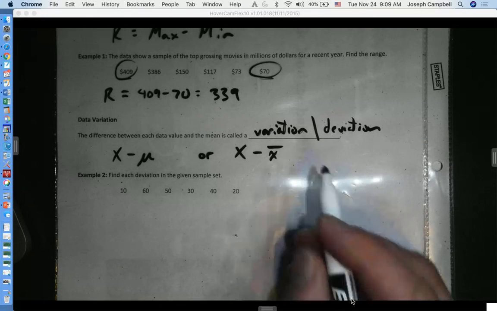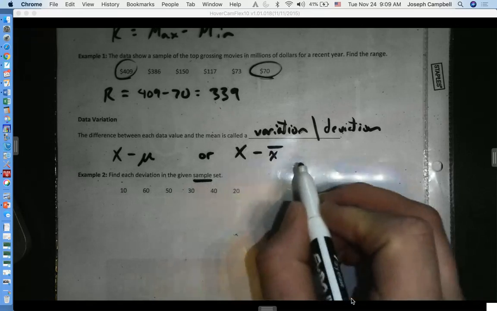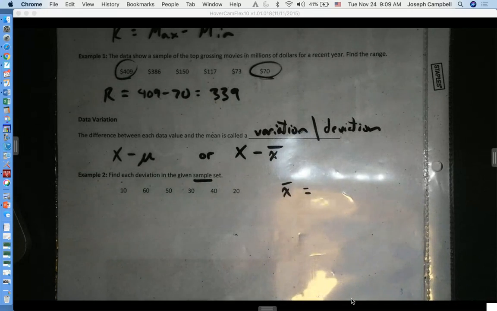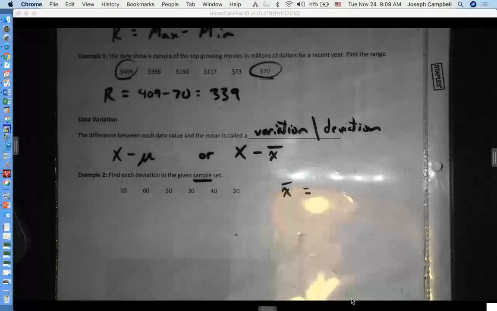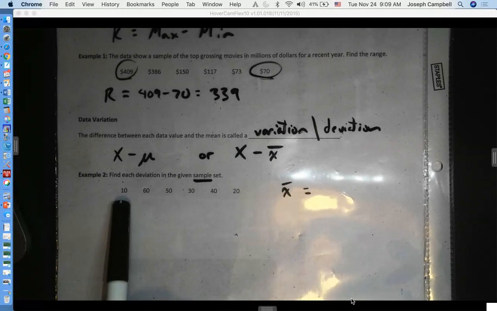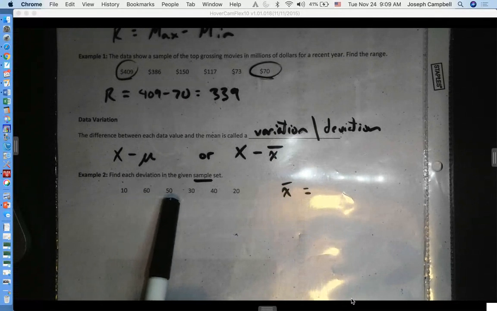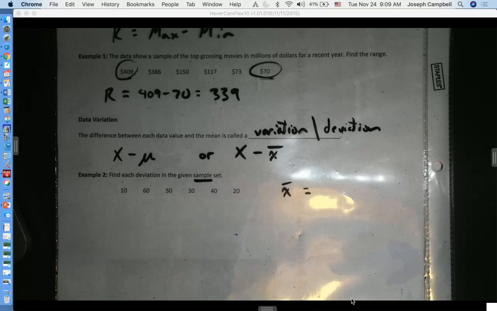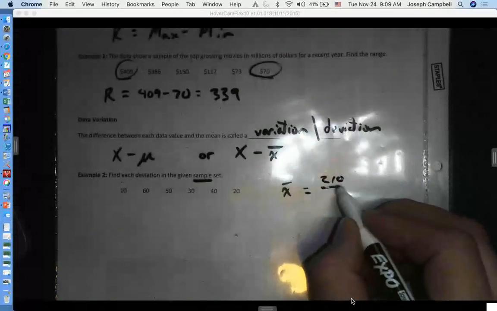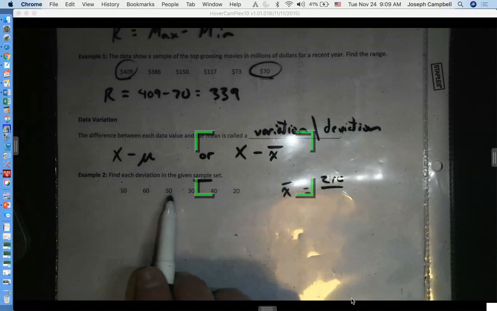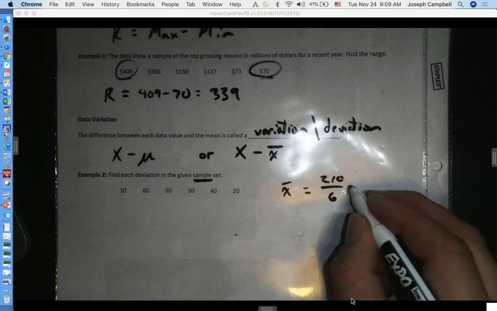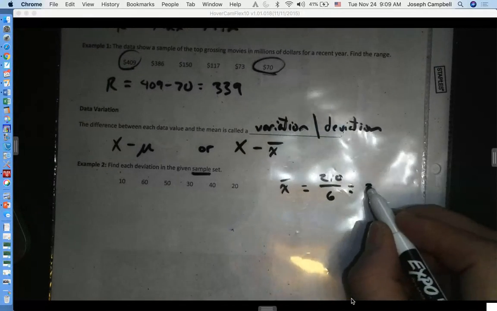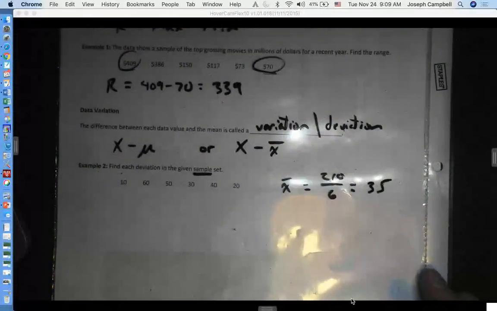So first thing you have to do is calculate. This is a sample, so we'll be using x bar. First, we have to calculate x bar. So x bar would be 10, 70, 120, 150, 190, 210 divided by 6. That's 210 divided by 6. That's 35. Okay.